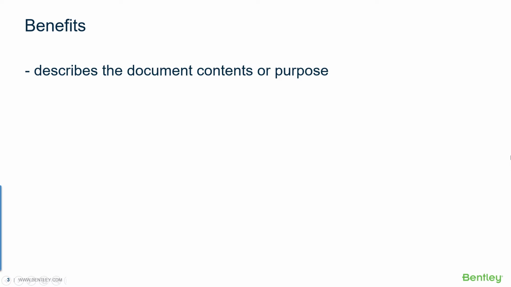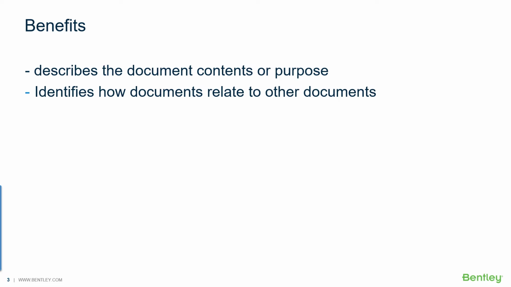The benefits of using document coding are: document code will describe the content and/or purpose of the document stored in ProjectWise. For example, a code part can categorize all documents that were used for meeting minutes, email correspondence, or reports. The document code part will help identify how documents are related to other documents, such as a document code part could help identify all documents that belong to a specific section or area of a project.